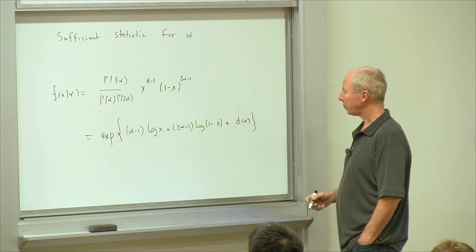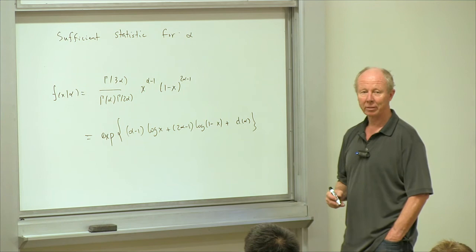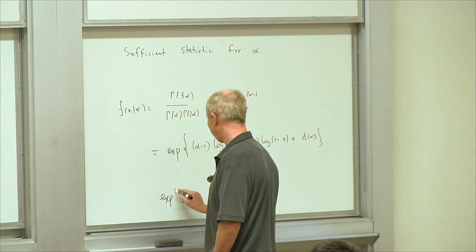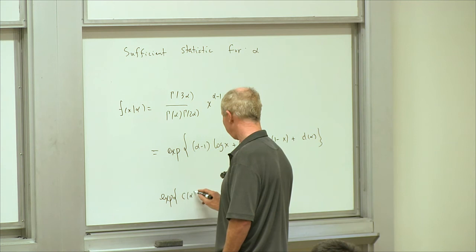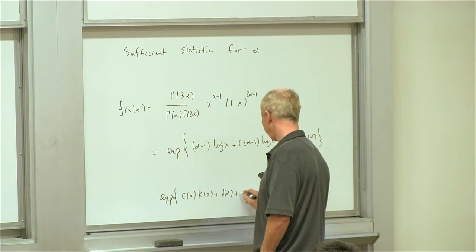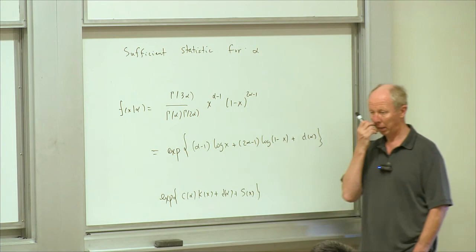Not quite, is it? What does an exponential family look like? It would have to be of the form c of alpha times k of x plus d of alpha plus s of x. That would mean that we'd have to be able to factor out this and that, right?